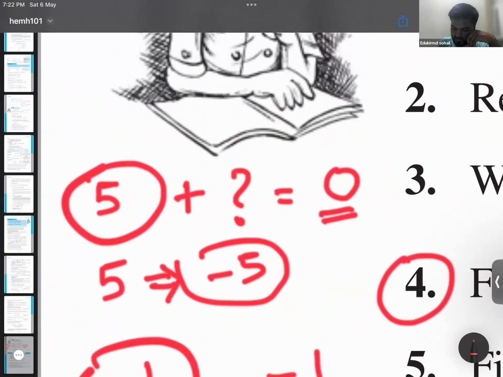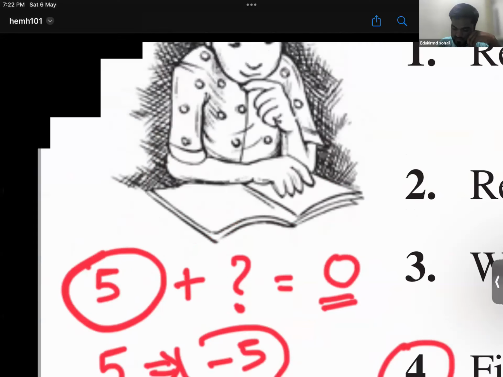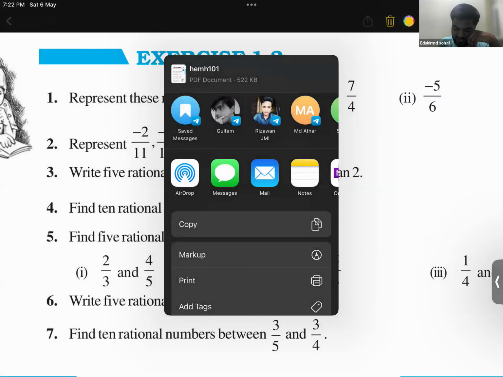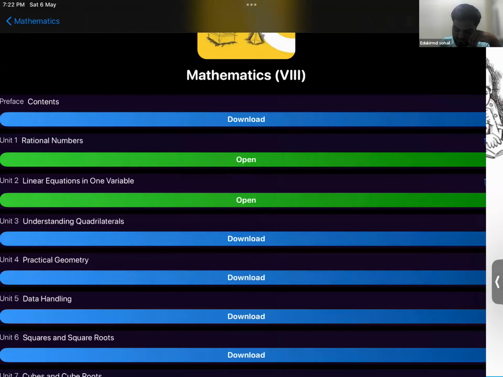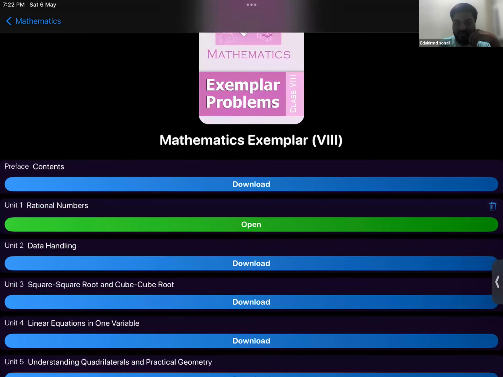Okay, Ifra. You have already completed the first chapter, that is rational numbers. I want you to also solve questions from the Mathematics Exemplar. Have you seen this book, Mathematics Exemplar? It has some very good questions in it. You can solve that as well.